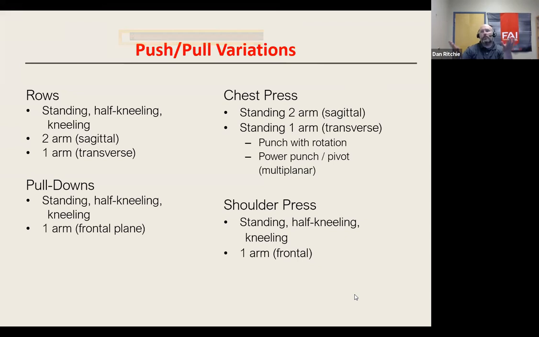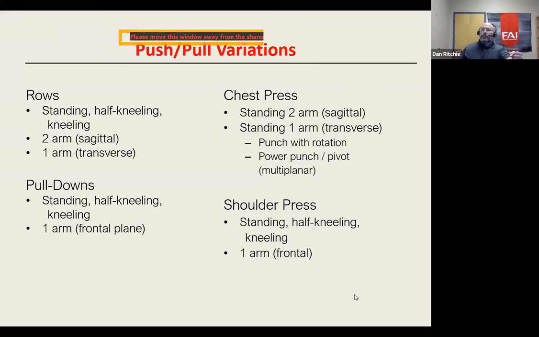So we've got our old school. Let's start. I have here standing, half kneeling, and kneeling. Let's start standing, so shoulder width apart. Your feet are about the width of your shoulders. Two-arm rows. You don't have to have a resistance band, just pretend you're pulling. So you're rowing with two arms. That's sagittal plane, right? Nothing too complex, your standard two-arm row.